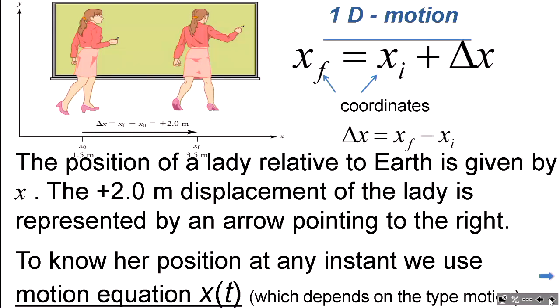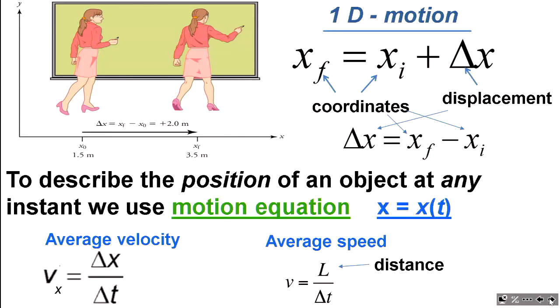So for any one-dimensional motion, we can always eventually write or use a motion equation, and the motion equation can be used to relate coordinates, initial, final, displacement, everything. And then we can use that information to calculate average velocity, average speed.